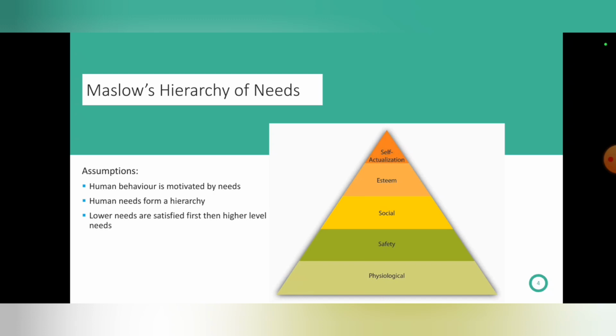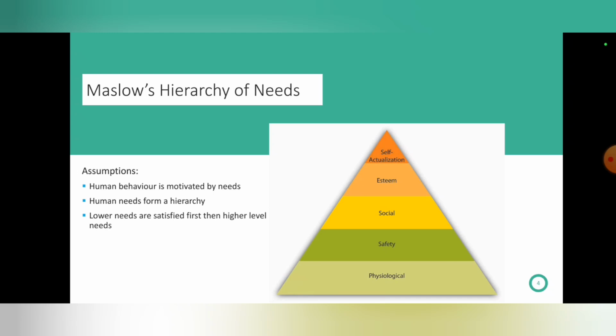Then the fourth of the needs is the esteem needs. The esteem needs has to do with having respect from other people, being recognized by other people, and feeling important in society.